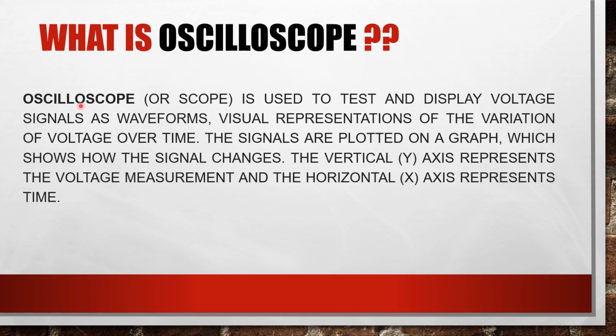What is an oscilloscope? An oscilloscope, or scope, is used to test and display voltage signals as waveforms, visual representations of the variation of voltage over time. The signals are plotted on a graph, which shows how the signal changes. The vertical y-axis represents the voltage measurement, and the horizontal x-axis represents the time.